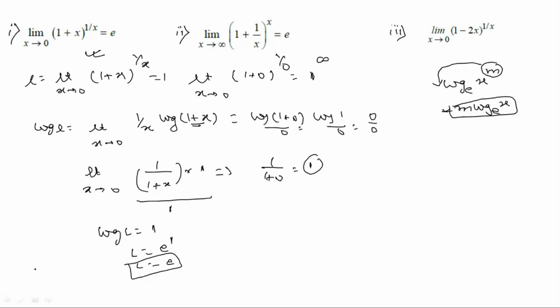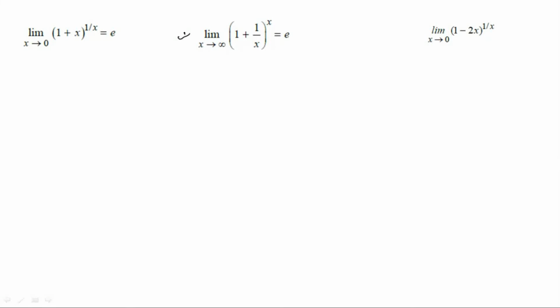Now we solve the next question. L is equal to limit x tends to infinity, (1 plus 1 by x) to the power x. Now if we put x is equal to infinity, (1 plus 1 by infinity) to the power infinity, 1 by infinity means 0, so 1 plus 0, 0 to the power infinity. Again we reach the indeterminate form, which is in the form of 0 to the power infinity.